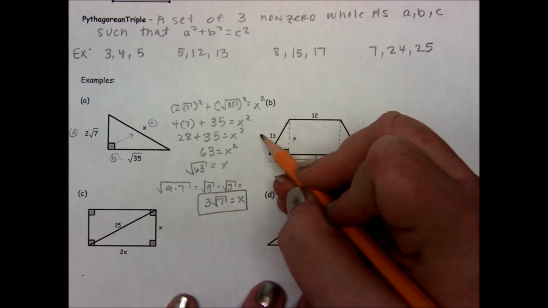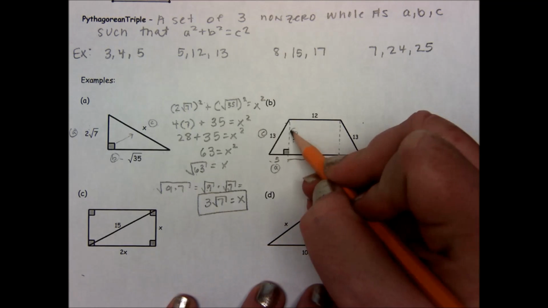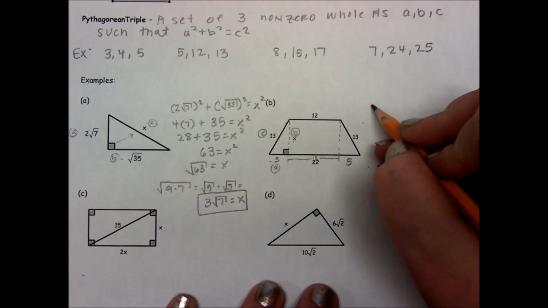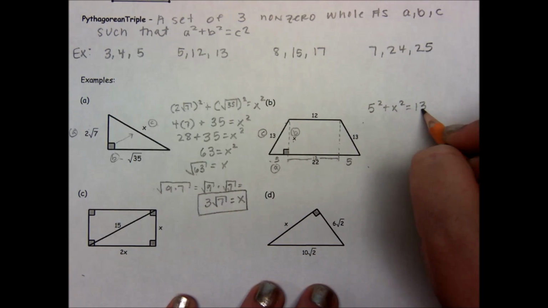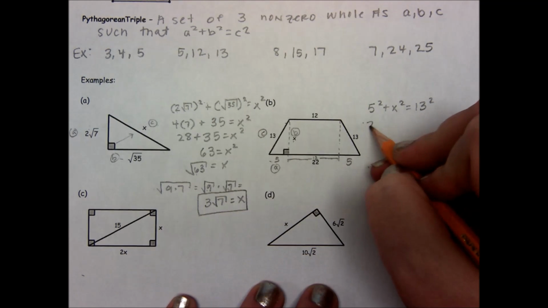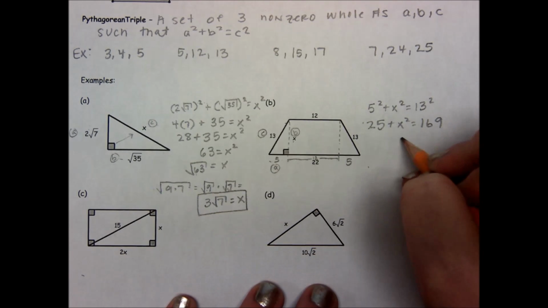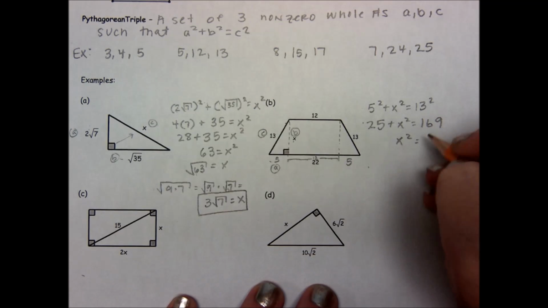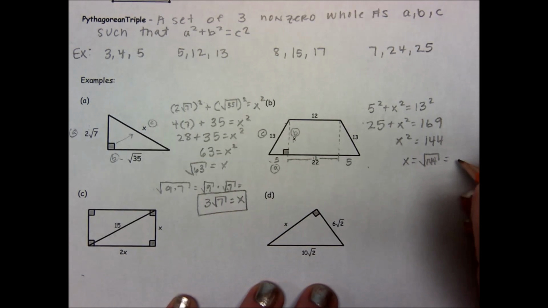So I'm going to go ahead and label my sides. It looks like I have C, A, and B. So 5 squared plus x squared equals 13 squared. 25 plus x squared equals 169. X squared equals 144. So x equals the square root of 144, which in this case is 12.